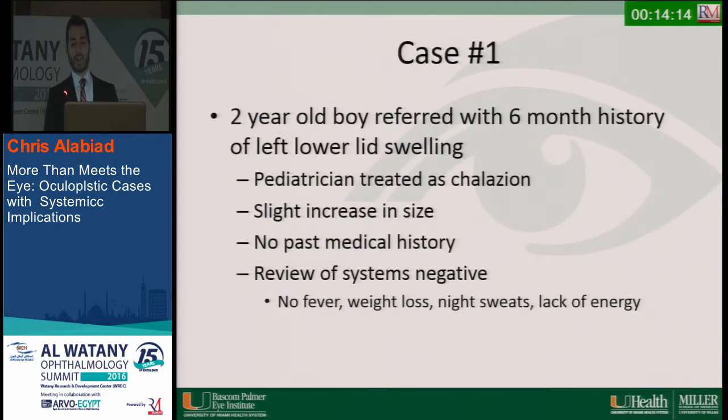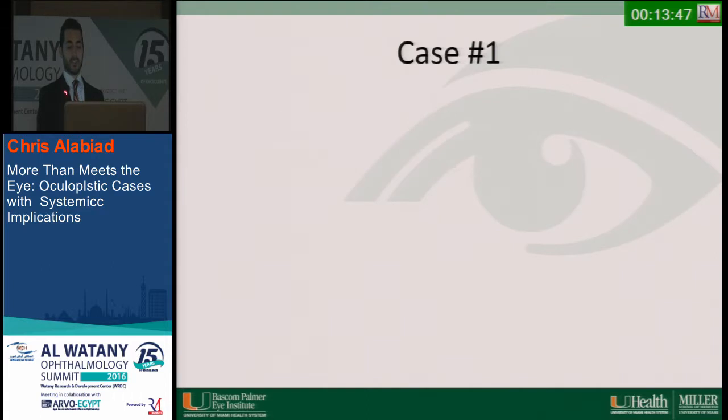So I'm going to start with case number 1, which is a 2-year-old boy that was referred to the Bascom Palmer emergency room for me to evaluate with a 6-month history of left lower lid swelling. The child had been followed by his pediatrician and was diagnosed as having a chalazion. There was a slight increase in size. The child had no significant past medical history. His review of systems was negative. His mother denied any fever, no weight loss, no night sweats, no changes in energy.